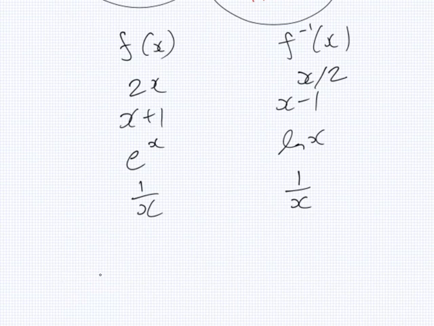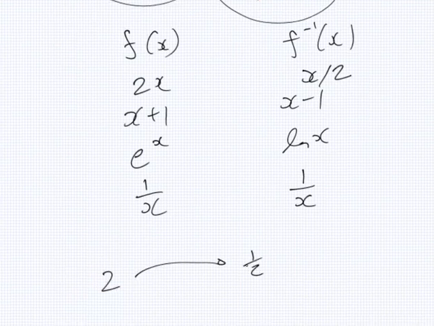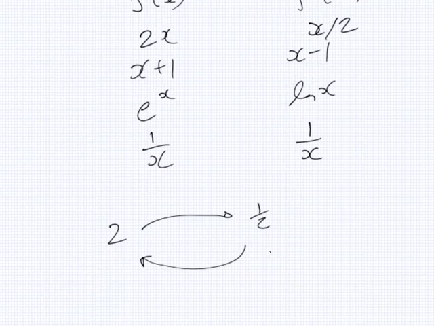Because think about it. If I take the number 2 and I calculate f, I'll get 1 over 2. How do I go back to 2? I'd have to do 1 over 1 over 2. Yeah?